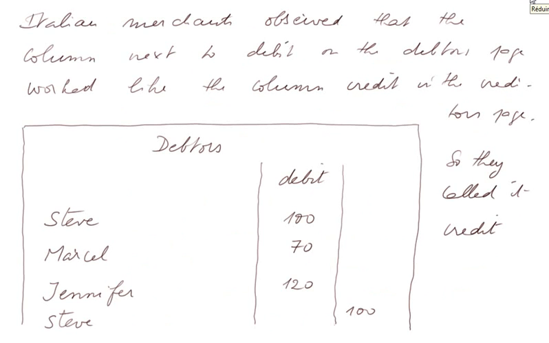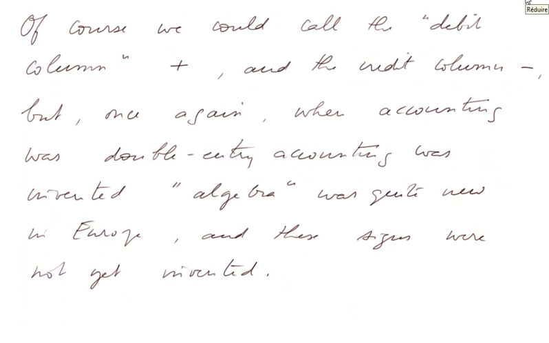So Italian merchants observed that the column next to debit on the debtors page worked exactly like the column credit in the creditors page, so they called it credit. And similarly, in the creditors page, the column that was here, they called debit. Of course, we could call the debit column plus and the credit column minus. But I repeat once again, when double entry accounting was invented, algebra was quite new in Europe, and these signs, plus and minus, were not yet invented.